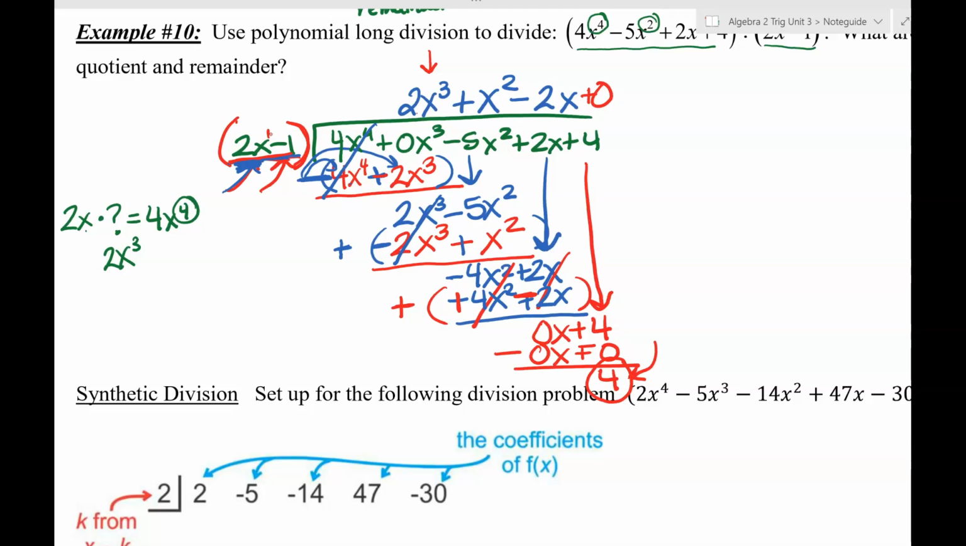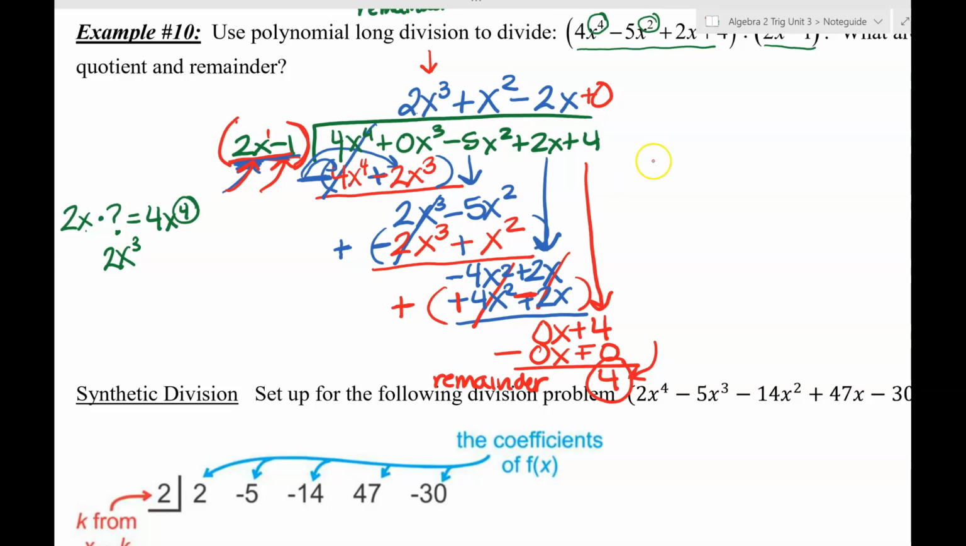So this problem asks for the quotient and the remainder. So if they just wanted to know the remainder, our remainder is 4. So 2x minus 1 does not divide this polynomial evenly, as you guys like to say. Okay, it does have a remainder of 4.